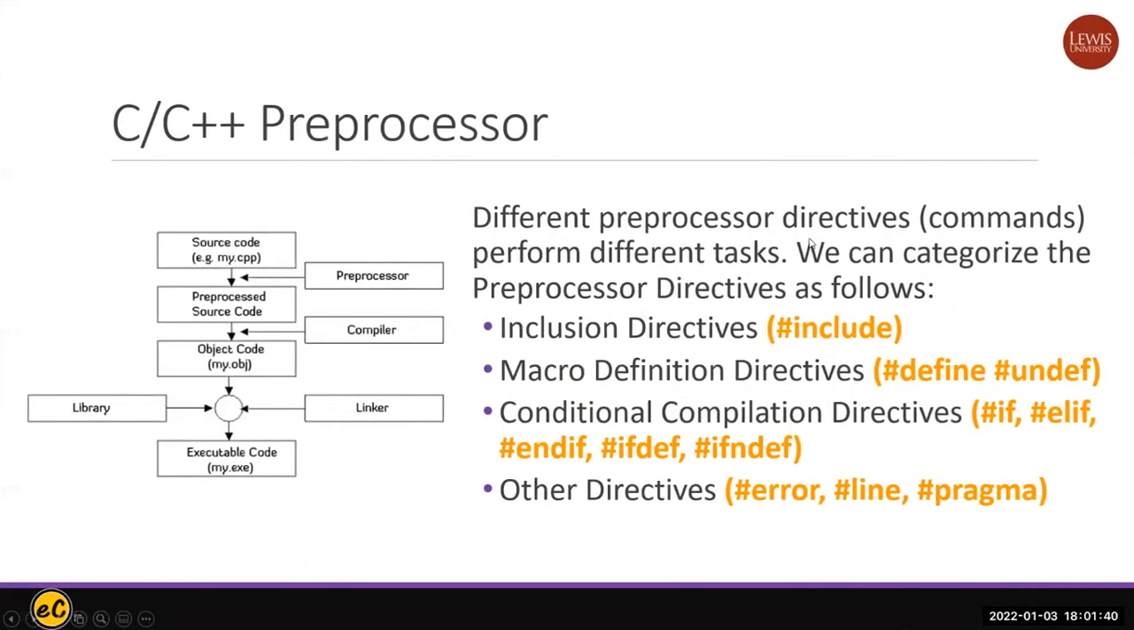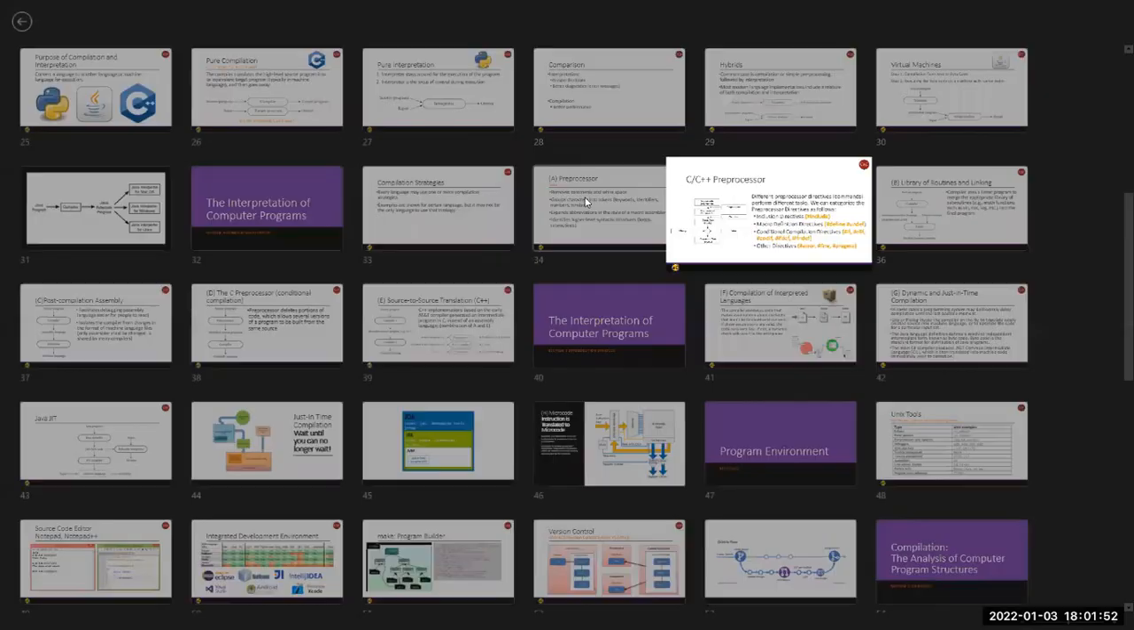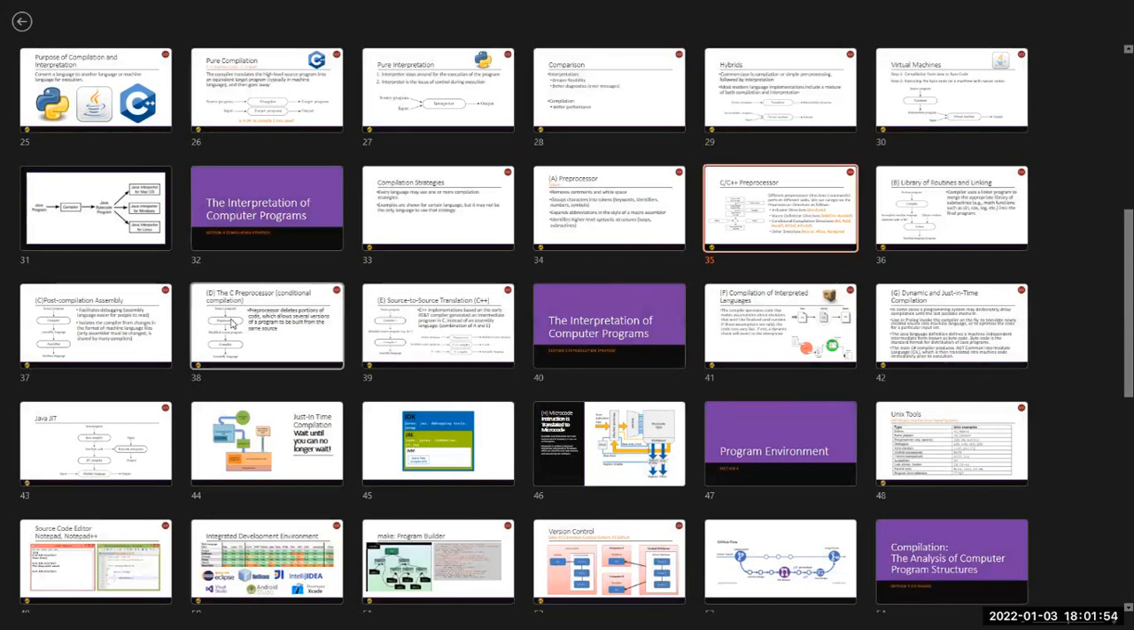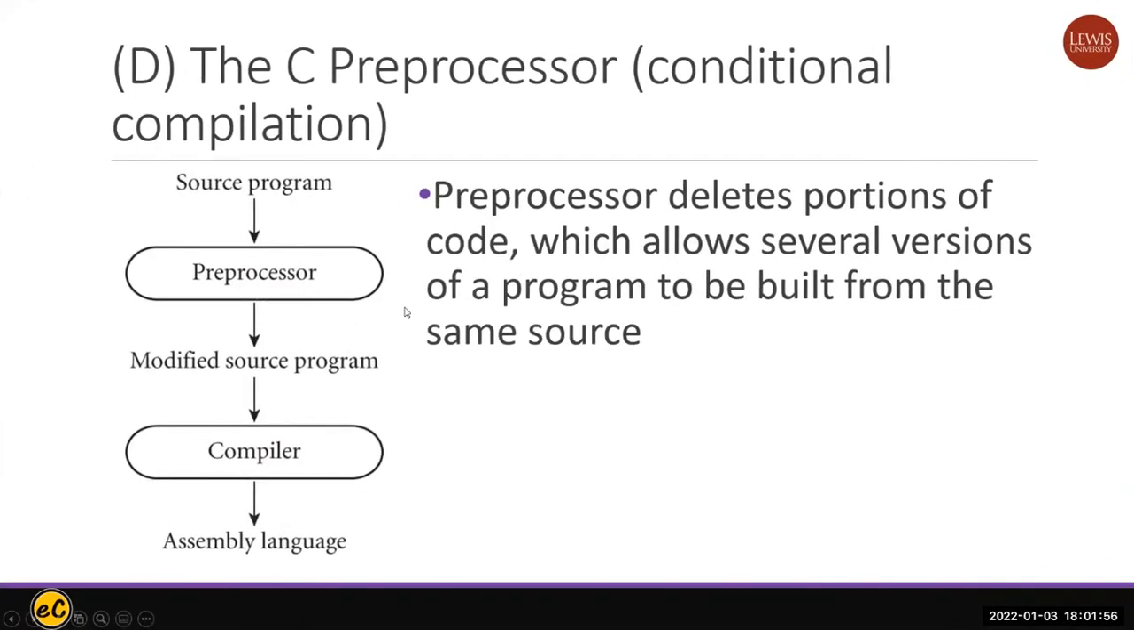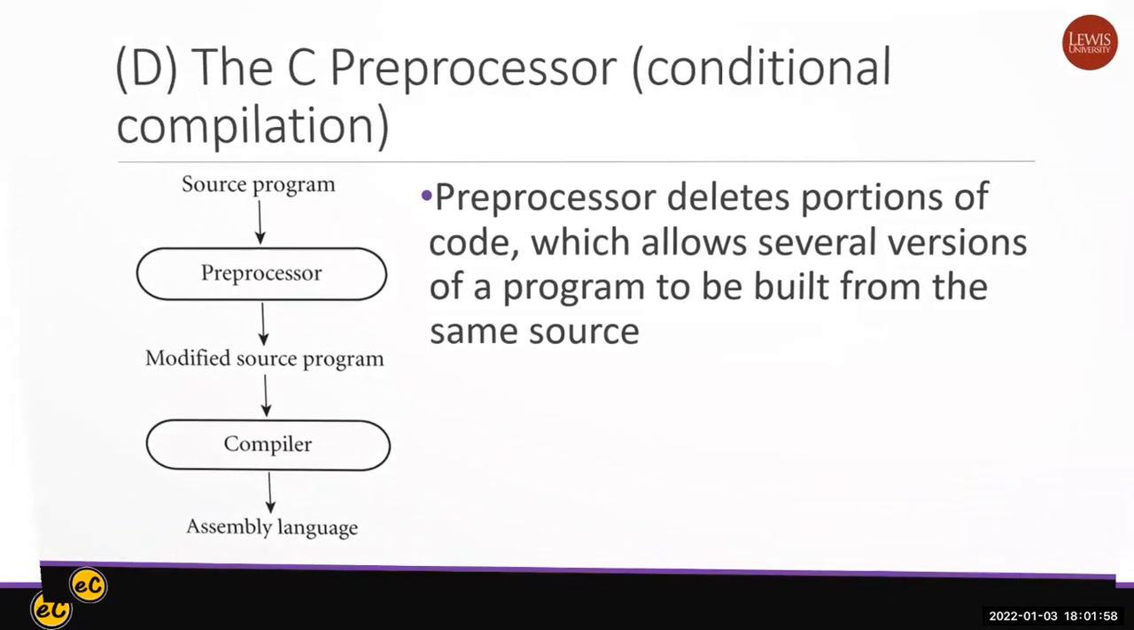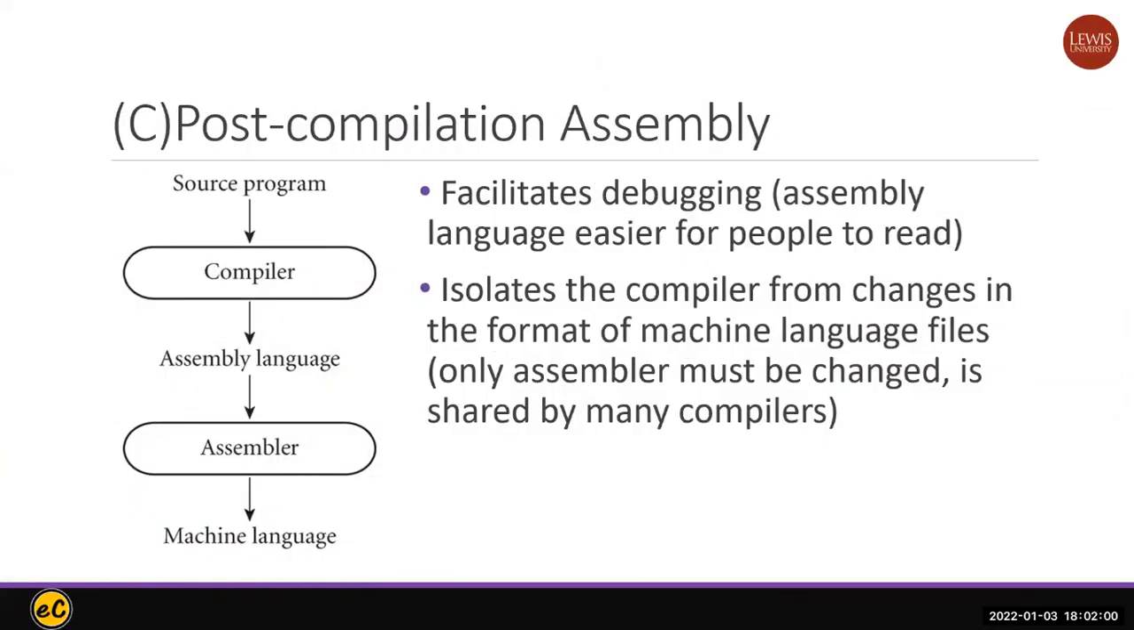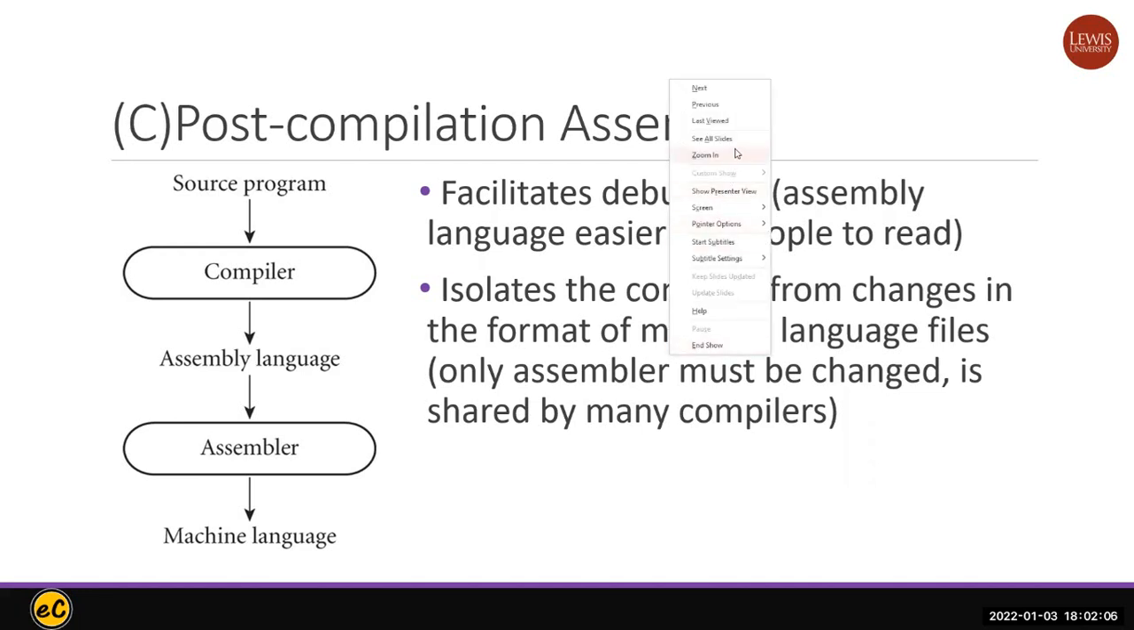Means the directive you may have is if defined or if not defined, then you can actually choose which part of the code you will compile and which part of the code you don't want to compile. Okay, that's C preprocessor conditional compilation. Sometimes conditional compilation is also used for different hardware models.